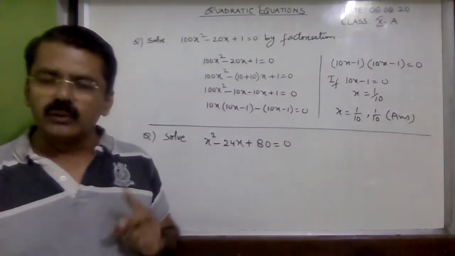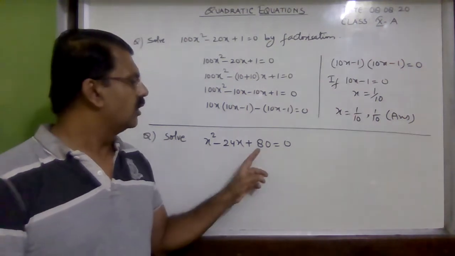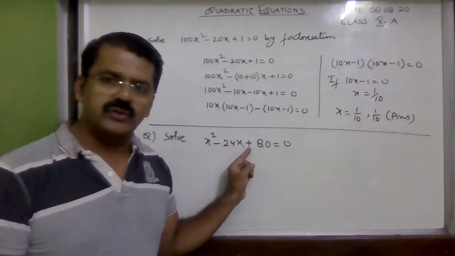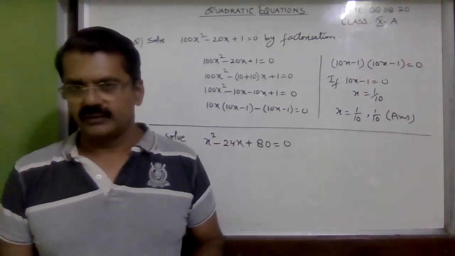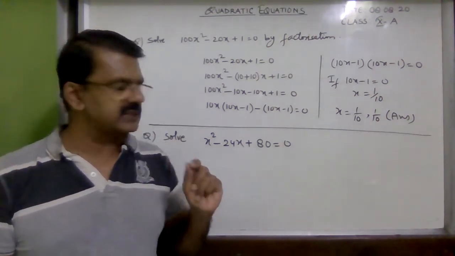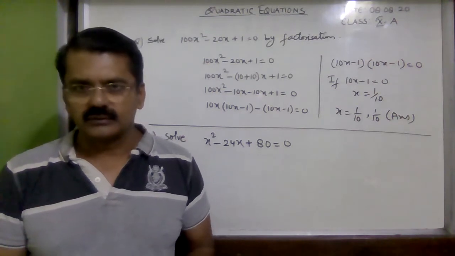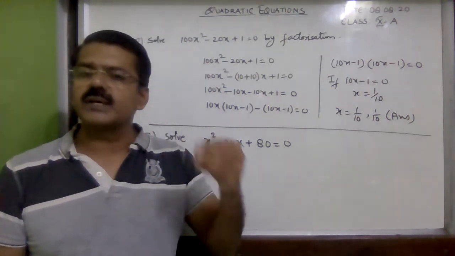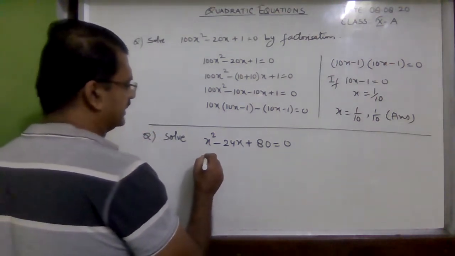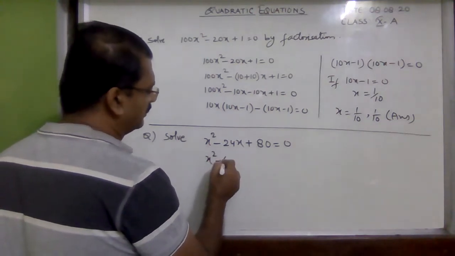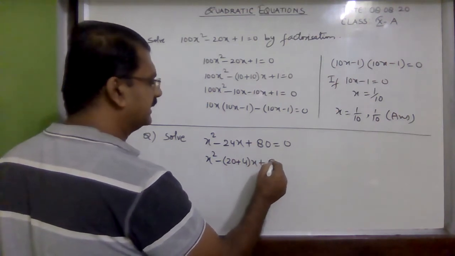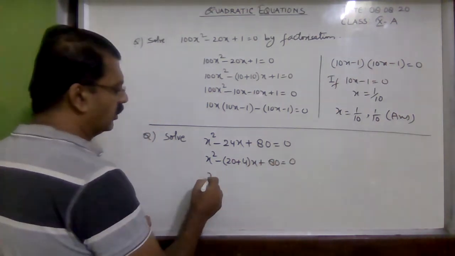I repeat, you have to think of two numbers whose product is 80, when they are multiplied they will give you 80, and as there is a positive sign over here, so their sum must be 24. So if you just pay some attention, then you can see the numbers are 20 and 4. Now you can find these numbers by hit and trial method also. So the numbers are 20 and 4. So x square minus, in place of 24 you write down 20 plus 4 into x plus 80 is equal to 0. Now you open the bracket.